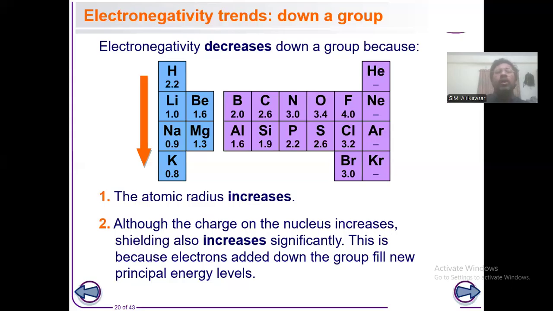Well, so now we can explain how electronegativity increases across the period from left to right and how electronegativity decreases down the group from top to bottom. Well, let me change the slide now.